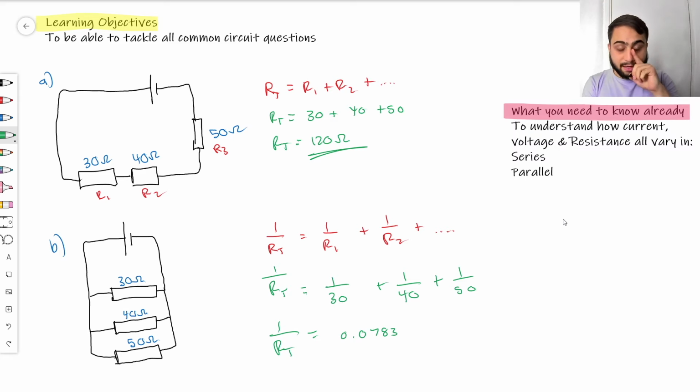So to convert this into just RT, we do 1 over 0.0783, and that gives us 12.77 ohms, and that is your final answer right there. So now I hope you understand how to calculate the total resistance of a circuit in both series and parallel.